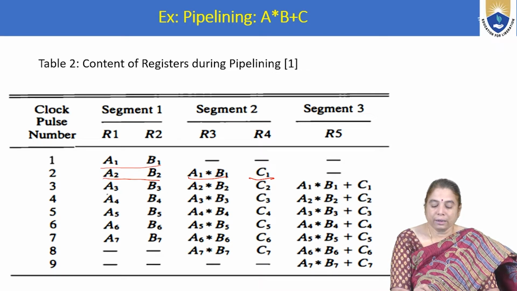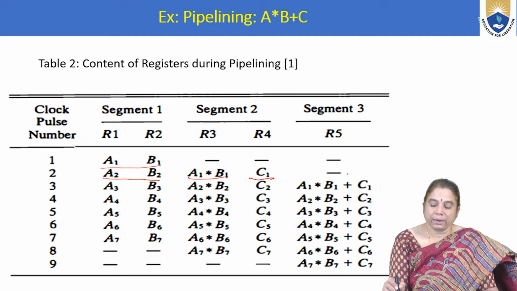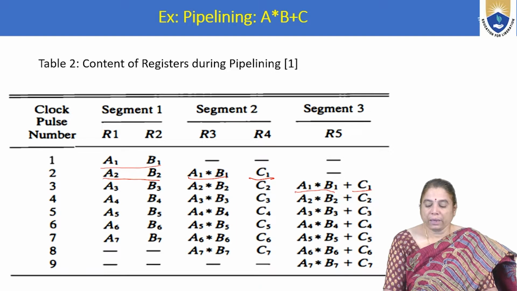And in the third clock pulse, the segment 2 of the first instruction can be moved to the implementation of the segment 3. So there the product can be added with the C value so that instruction execution can be completed. So 3 clock pulses can be required to execute one instruction.